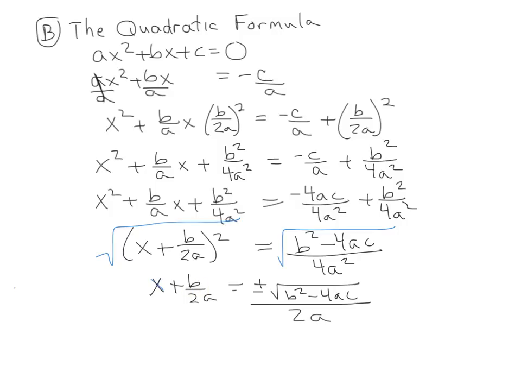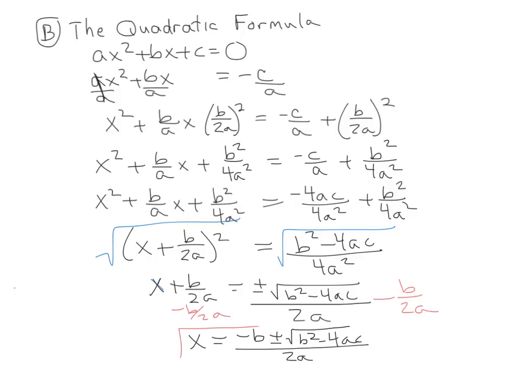So I'll subtract b over 2a, and I'll subtract b over 2a. And the quadratic formula is x equals, I'm going to put this first. Now they have a common denominator, so that's good. I'm going to put the opposite of b plus or minus the square root of b squared minus 4ac all over 2a. And that, ladies and gentlemen, is the quadratic formula right there.